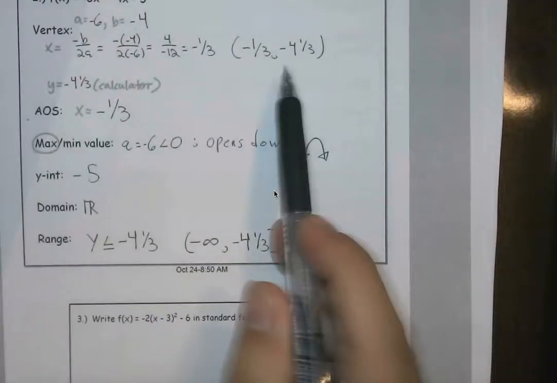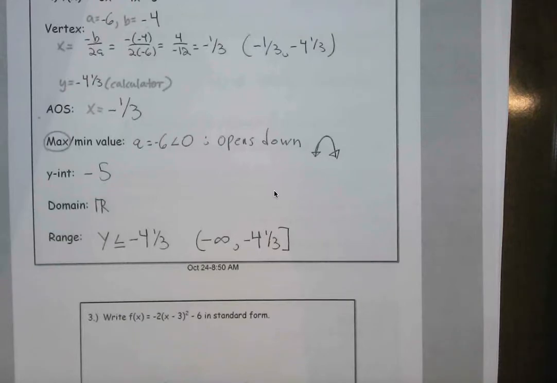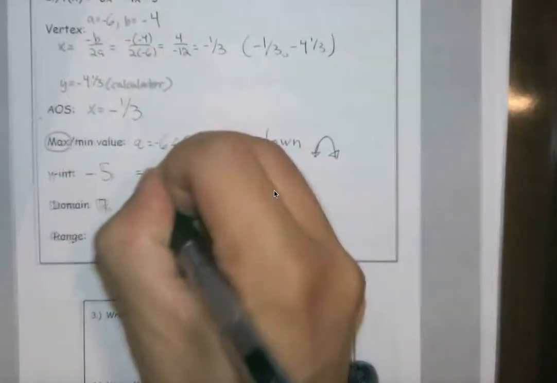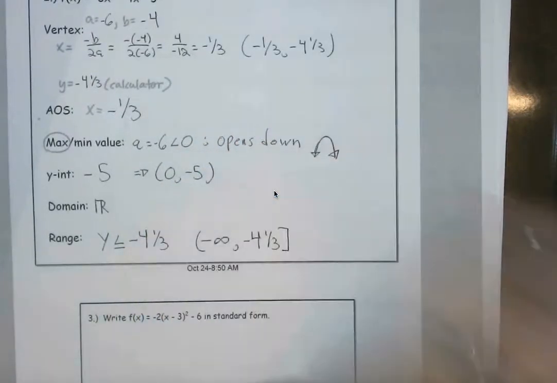Most likely won't have these types of vertexes on any quiz or test, but be open to them happening, just so that we have closure. This is a point, so you're -5 for the y-intercept.